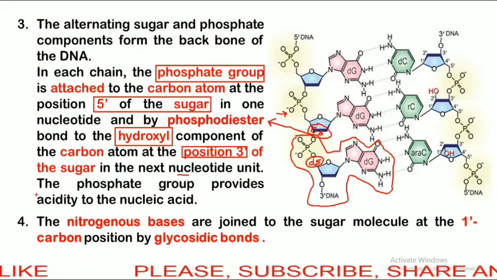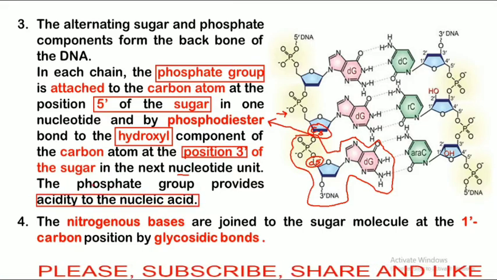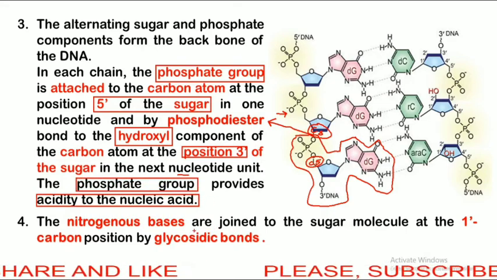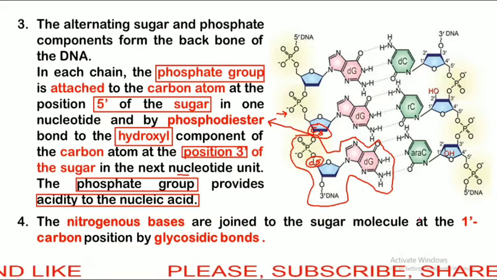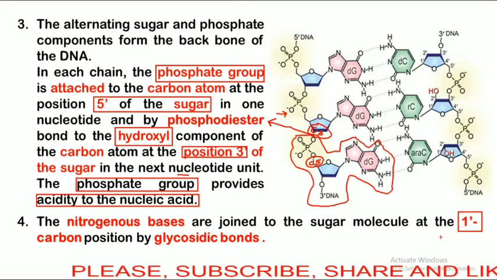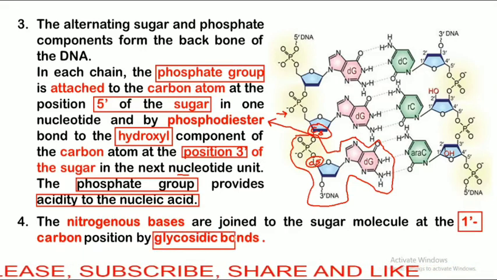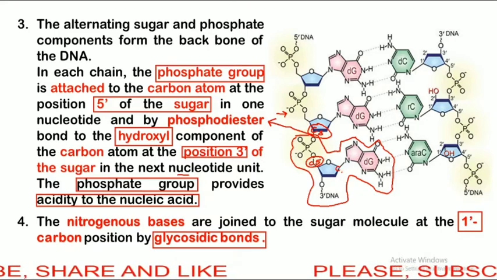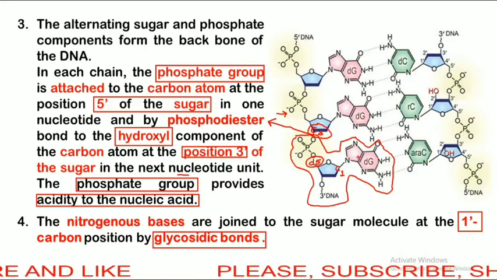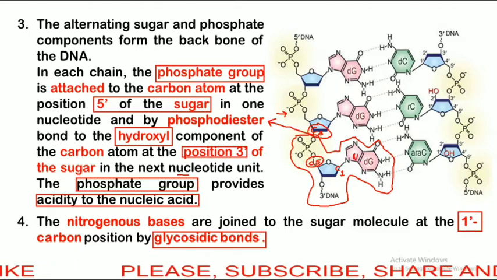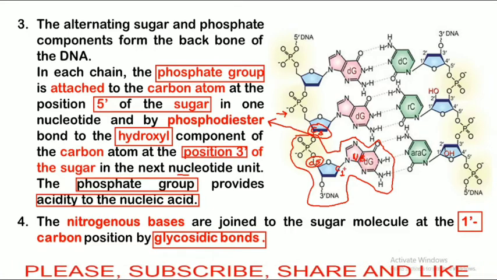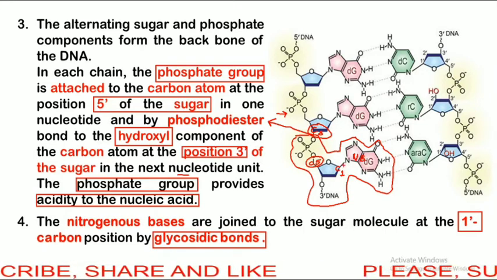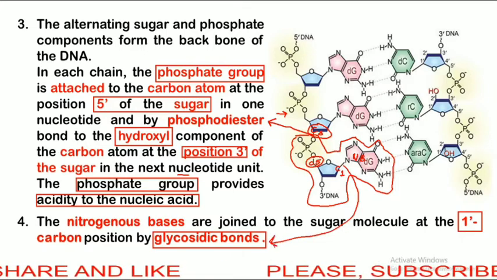The acidity to the nucleic acid is provided by this phosphate group. The nitrogenous bases are joined to the sugar molecule at carbon 1 by glycosidic bond. Here you can see that this is the carbon 1 of deoxyribose sugar and this one is the nitrogenous base. This nitrogenous base is attached to the carbon 1 of the deoxyribose sugar and this bond is known as glycosidic bond.